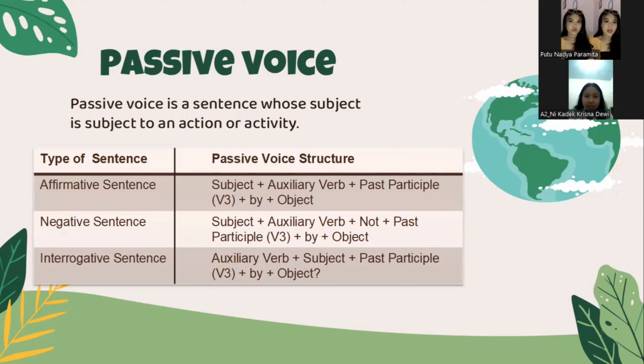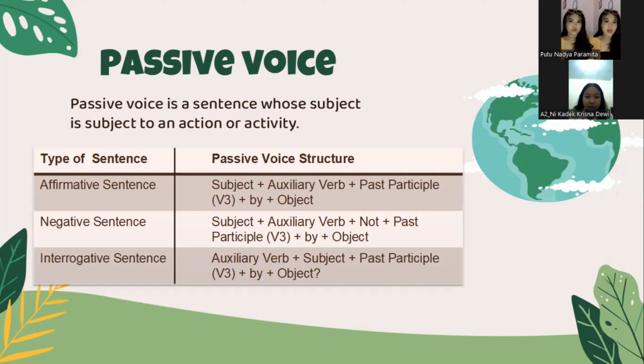And this is the passive voice. Passive voice is a sentence whose subject is subject to an action or activity. The subject in the active sentence will become the object in the passive sentence. The verb must change to a transitive verb. A transitive verb is a verb that requires an object to receive the action.